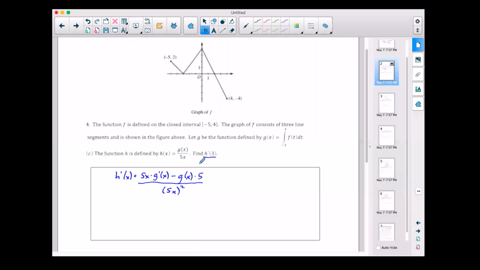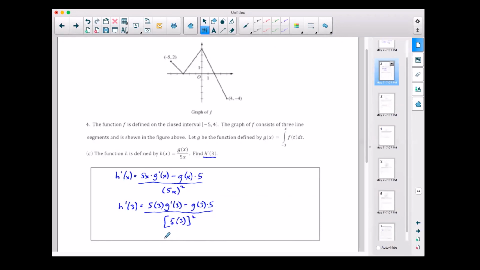So this is our derivative, and all it wants us to do is plug in 3. So to find H prime of 3, we're going to plug in 3 for everything. So we have 5 times 3, and then times G prime of 3 minus G of 3 times 5, all over, and the bottom we have this 5 times 3 squared.